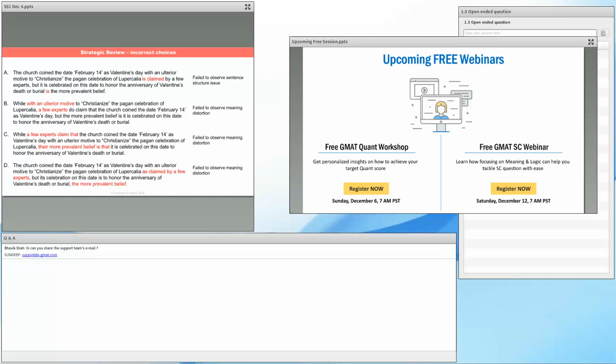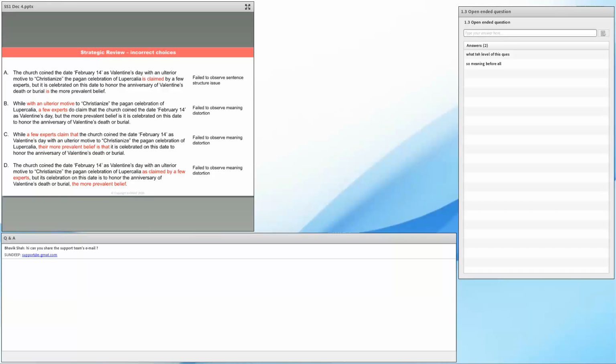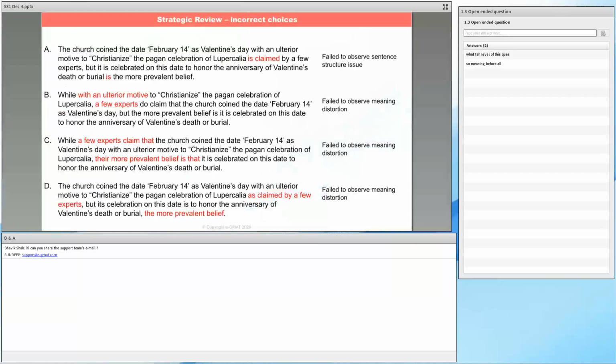Those beautifully constructed answer choices are smoke screens. They're there to make sure that you take your focus away from meaning. And a lot of experts really say GMAT SC is about grammar. We're going to show you tricks to get there. No, tricks don't work. It's meaning. So meaning before all? Yes, it has always been the case.